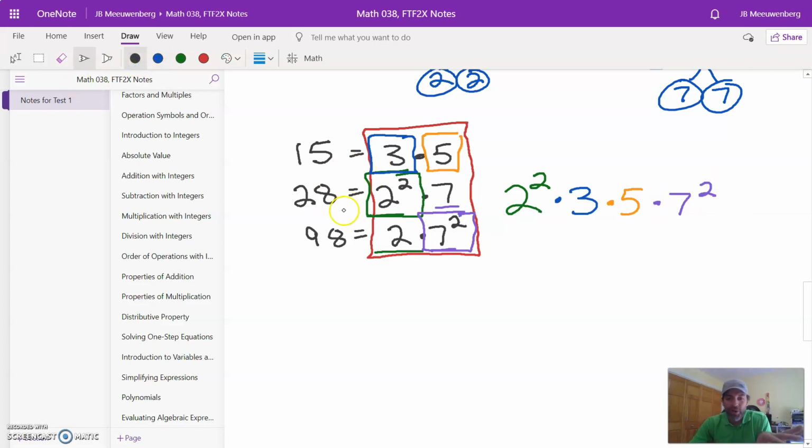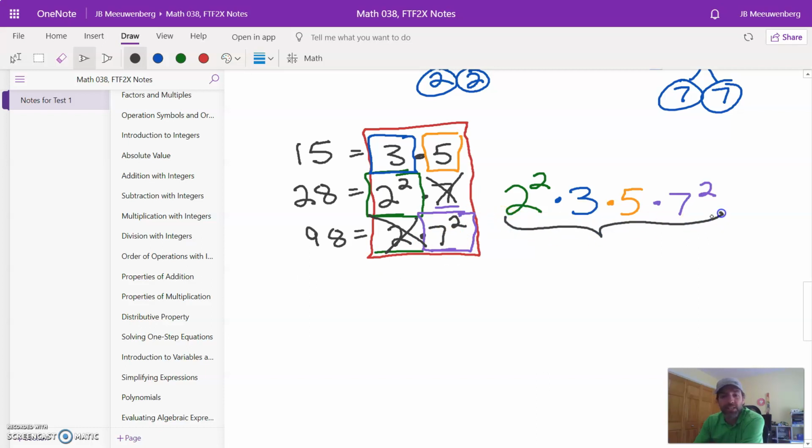So notice how I did not have to use this 2 because this one already had a 2 in it. I didn't have to use this 7 because this one already had a 7 in it, right? It's like the squared were the bigger umbrella that fit all the other ones underneath. We didn't need to double up. We didn't need to add extra factors. That's how we end up with the least common multiple.